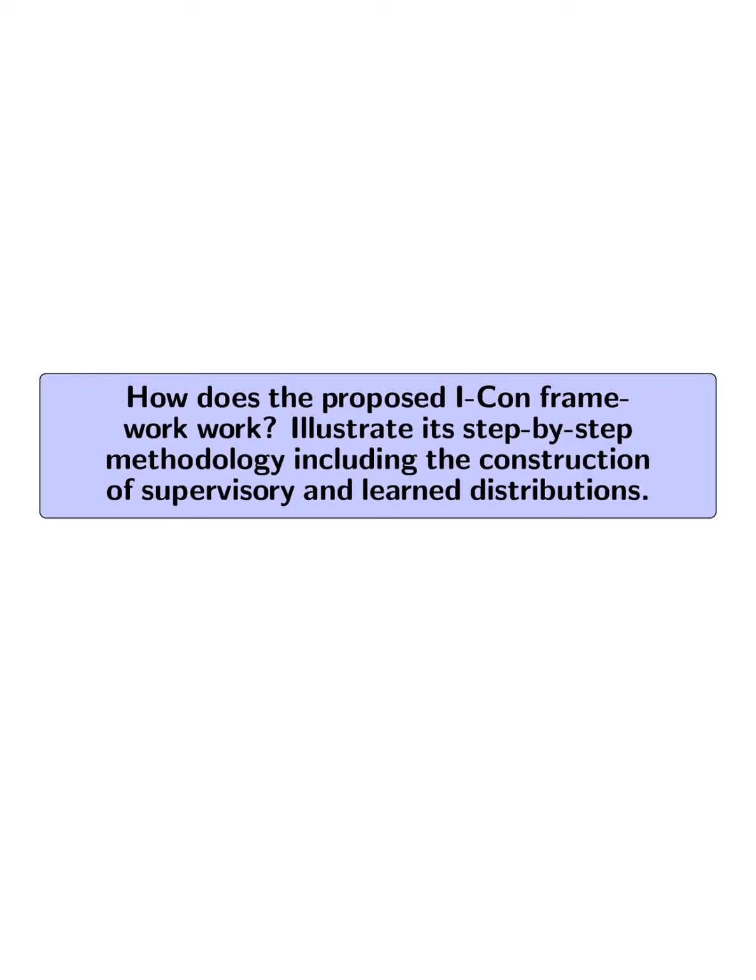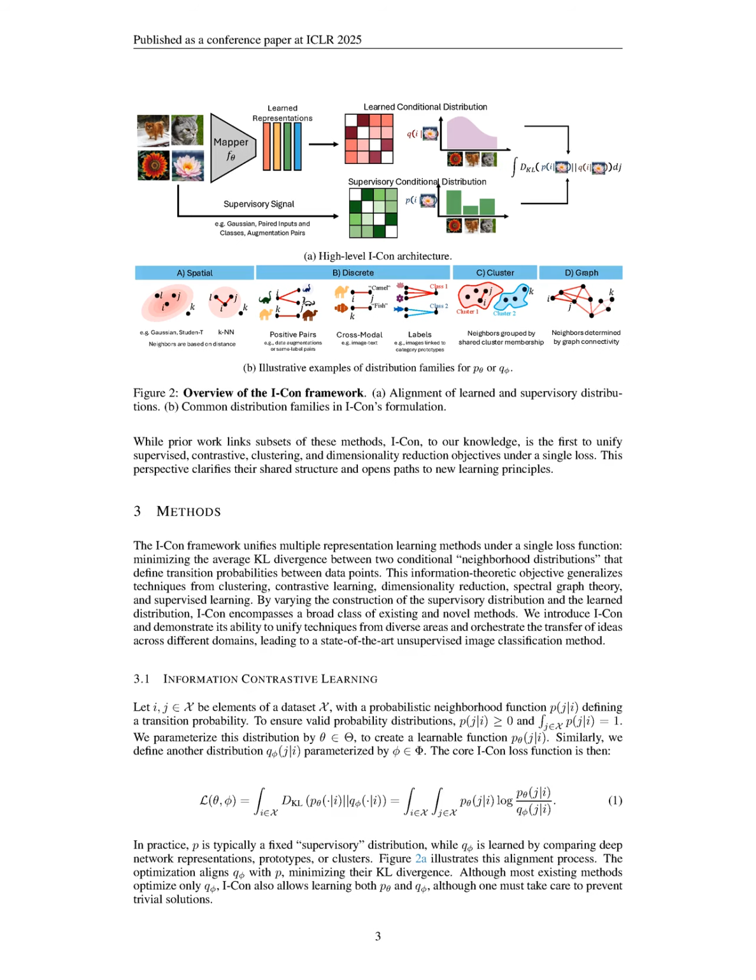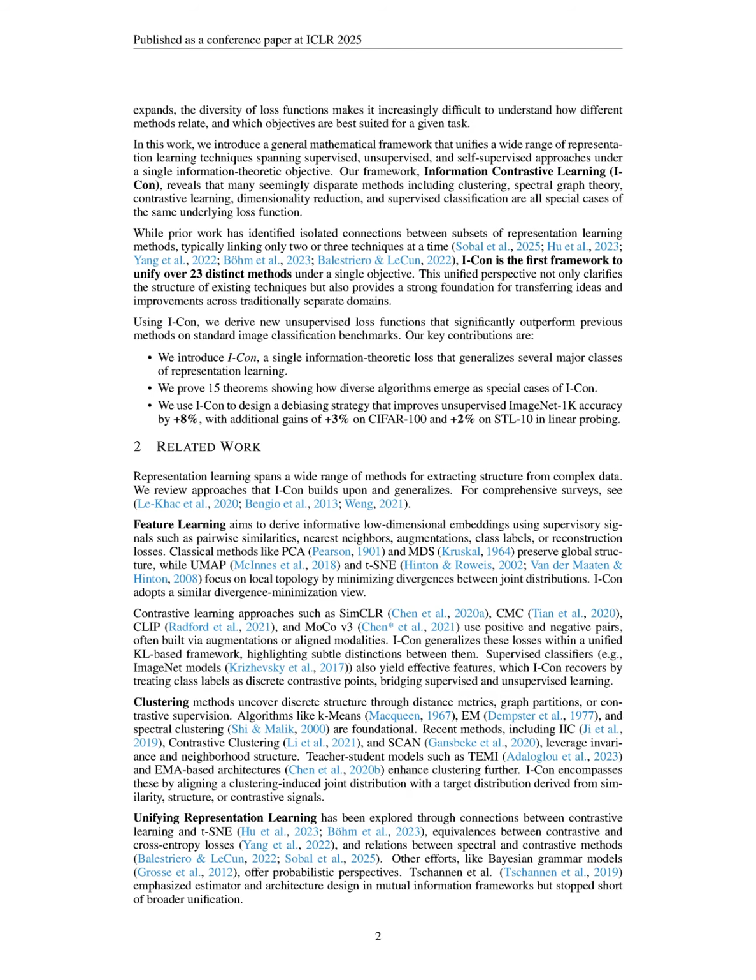How does the proposed ICON framework work? Illustrate its step-by-step methodology, including the construction of supervisory and learned distributions. The ICON framework operates by minimizing the average KL divergence between two conditional neighborhood distributions, which define transition probabilities between data points. First, it establishes a supervisory distribution, P_ji, which is typically fixed and can be based on various criteria such as augmentations or class labels.